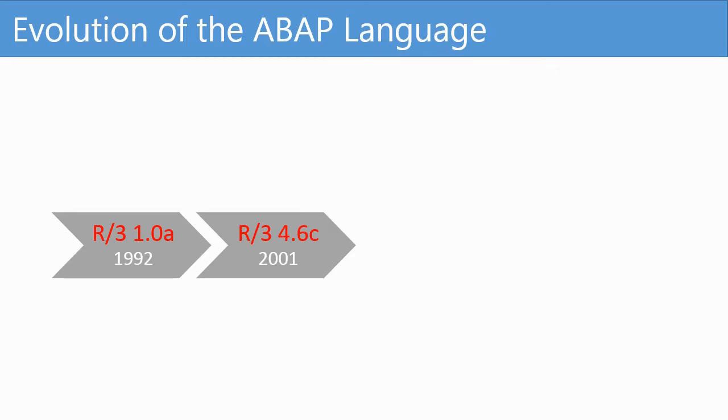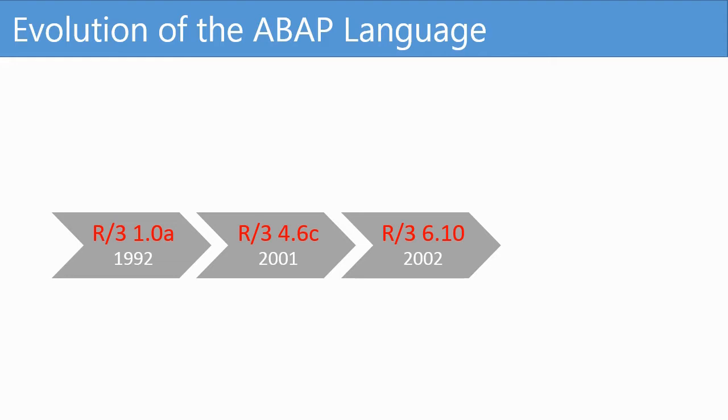In April 2001, Release 4.6 arrived. This release was significant for being the first version to support ABAP Objects in a limited fashion. At this time, the class builder was a standalone transaction and not yet integrated into the ABAP workbench.